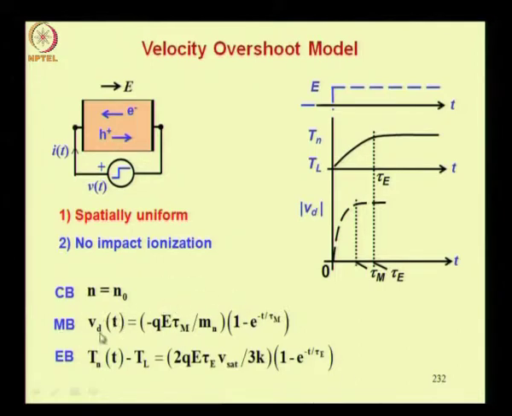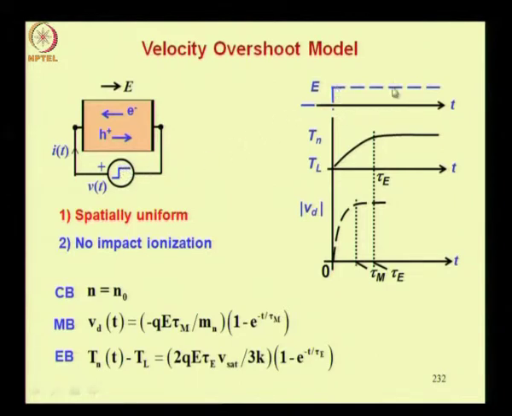So the momentum balance equation gives you an exponential relation for the drift velocity as a function of time, assuming that tau m is constant, and the energy balance equation gives you an equation for electron temperature as a function of time. Now these two solutions have been plotted here. So Tn is exponentially rising from TL under equilibrium to some saturation value under steady state, okay, corresponding to the high electric field or high voltage that you applied.